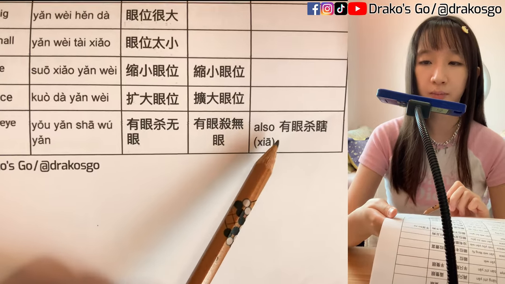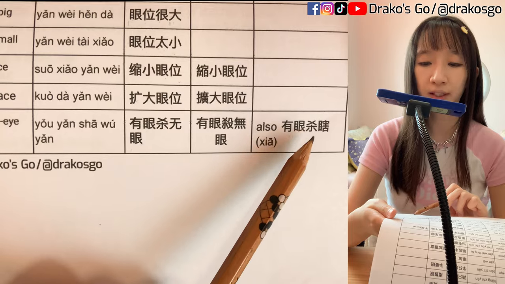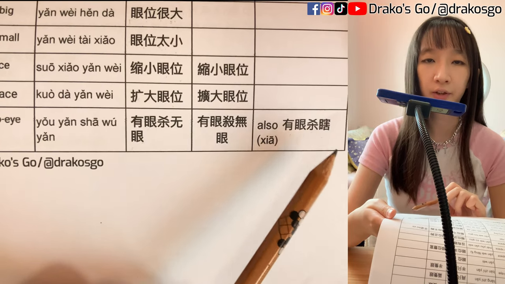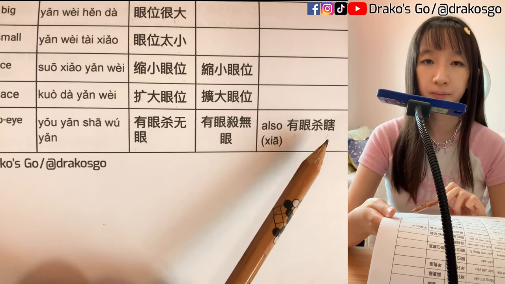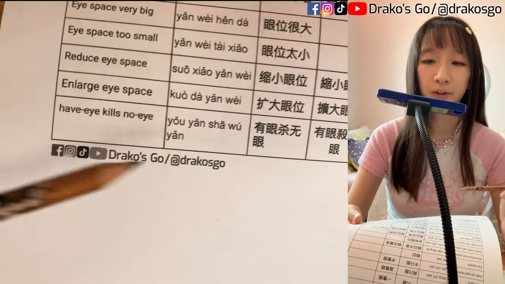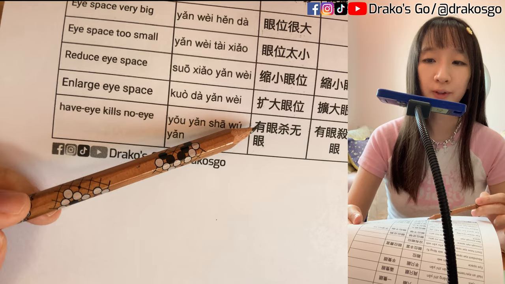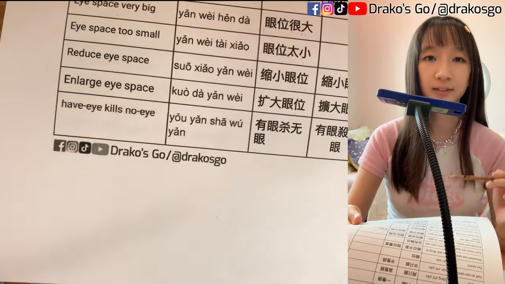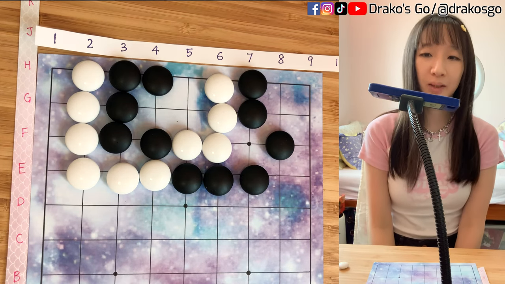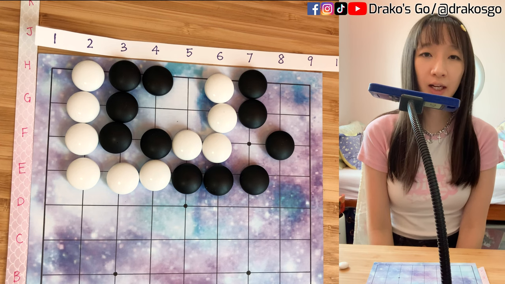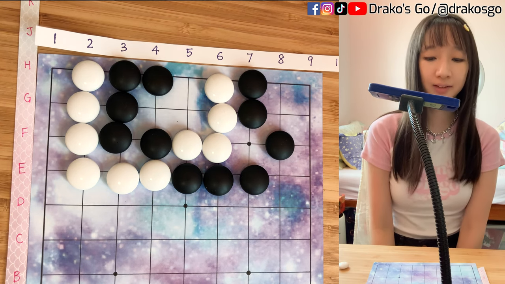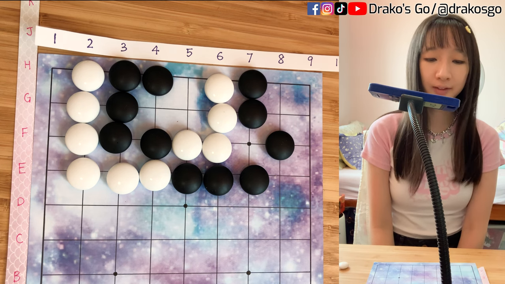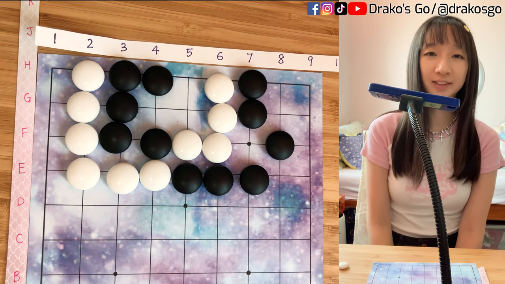Sometimes it's also less commonly said as 有眼杀瞎. So instead of 无眼 no eye, they say 瞎. 瞎 means blind. And now I'll show you some real examples of 有眼杀无眼. Here's an example of 有眼杀无眼. This is black plays first, 黑先. Where would you play as black? I'll give you 5 seconds.